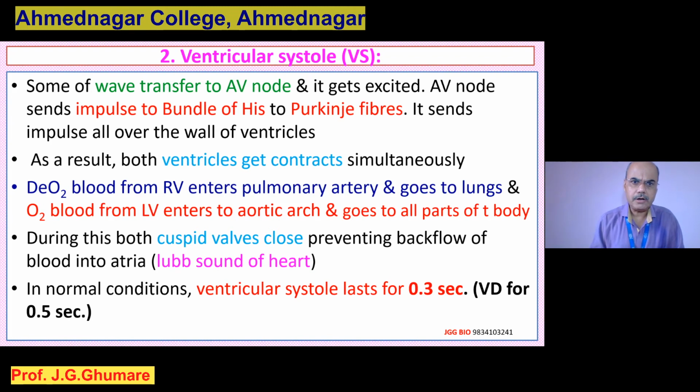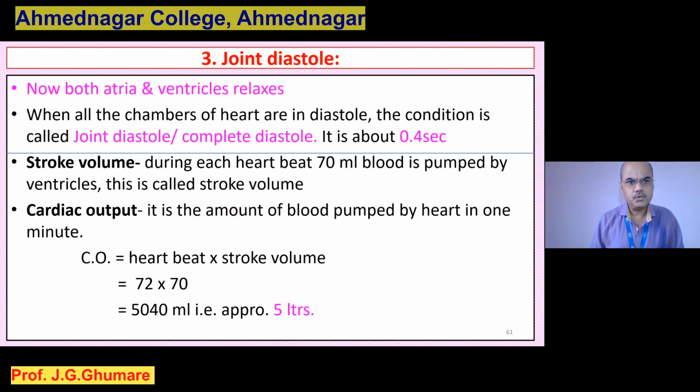I'll repeat, auricular or atrial contraction will last for 0.1 second. Ventricular systole will last for 0.3 second. How much is remaining now? 0.4 second. And that will be for joint diastole. So remember, both atria and ventricles now relax. And this step is called joint diastole. When all the chambers of the heart are in a diastolic situation, the condition is called diastole, or complete diastole, or complete relaxation. And it will take another 0.4 second. So one auricular contraction, 0.1 second, one ventricular contraction, 0.3 second, and all will relax, 0.4 second. That will complete one cycle, and this is called the cardiac cycle.